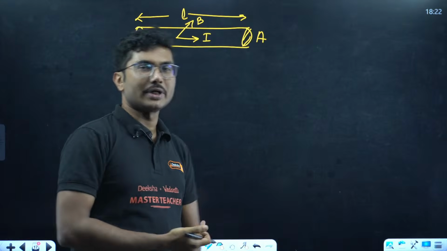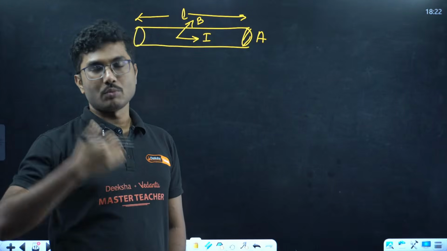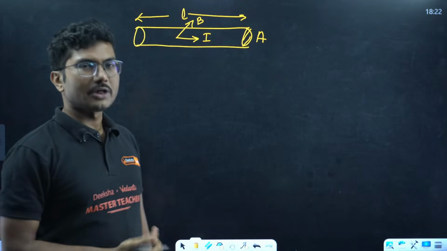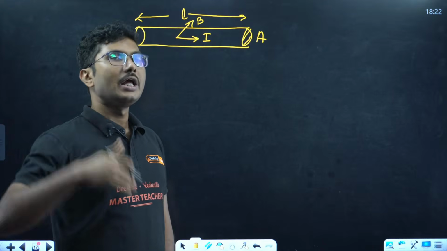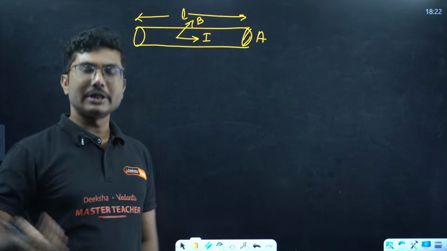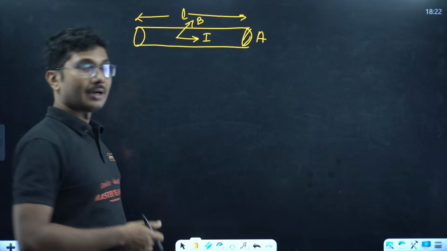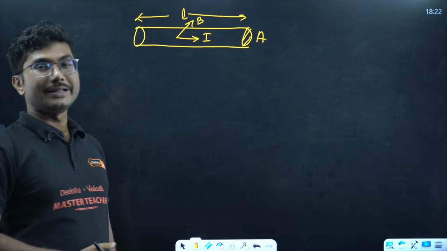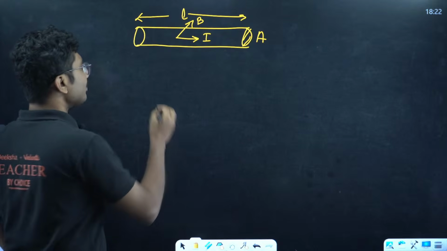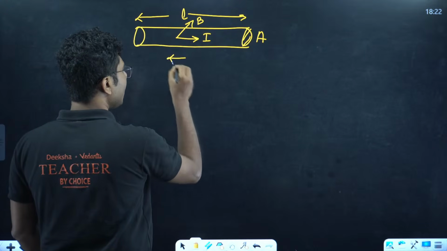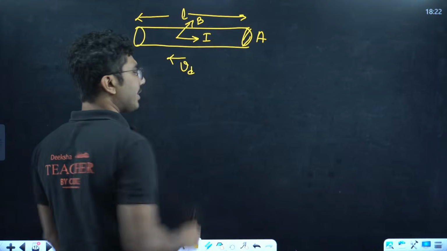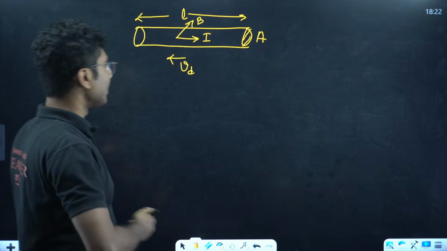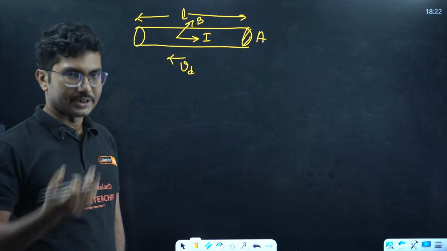Current carrying wire is what? A current carrying wire is a flow of electrons. Electrons are moving, and because electrons are moving, there will be a force acting on these electrons as well. Now, with what speed are the electrons moving? Electrons are moving with the speed which is called the drift velocity, right?